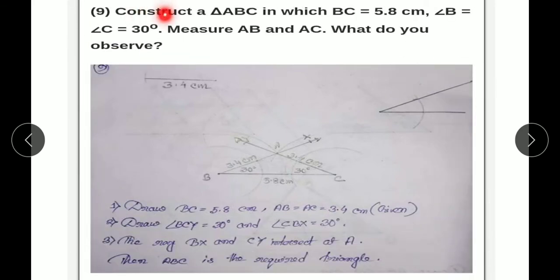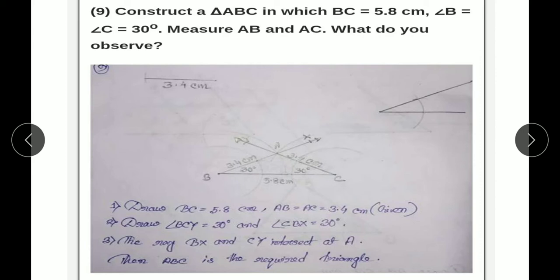Next one is: construct a triangle in which BC is equal to 5.8 centimeter, angle B is equal to 30 degrees. Measure AB and AC. What do you observe? Draw BC 5.8 centimeter. We draw BC 5.8 centimeter. AB is equal to AC is equal to 3.4.